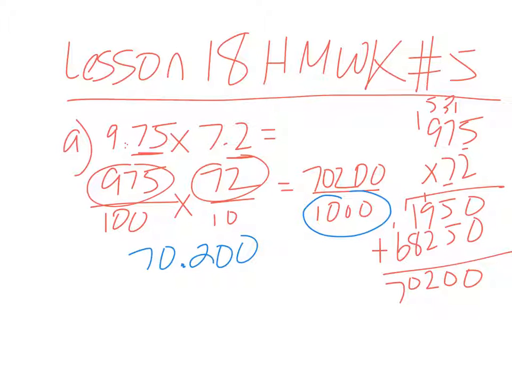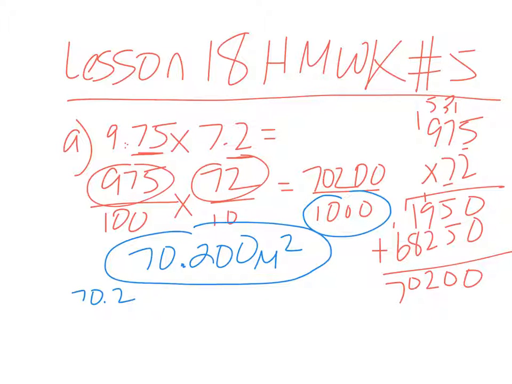And because we're doing area, it's meters squared. So the answer to 5A is 70.200 meters squared. Now for 5B it says the area of the playground is 1.5 times that of the swimming pool. So that means I'm going to have to do 70.2 times 1.5.